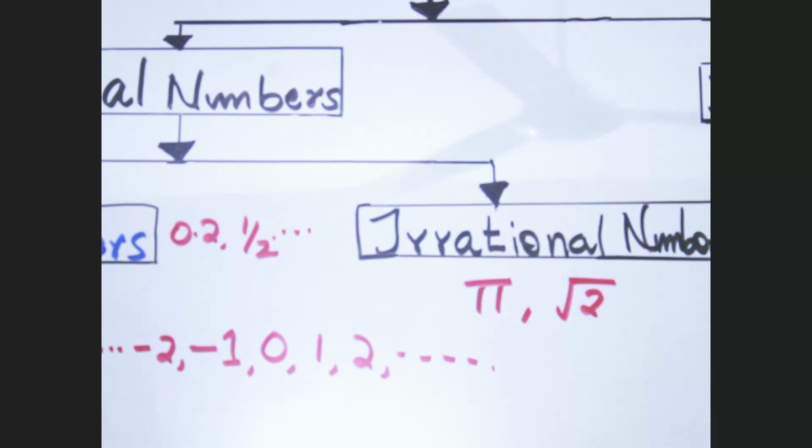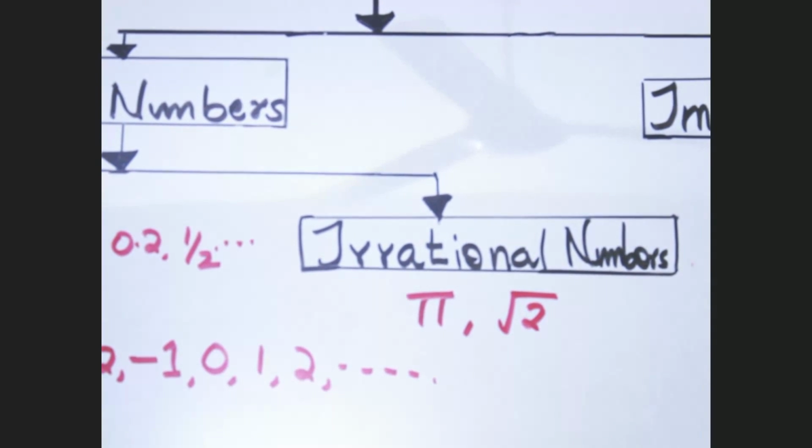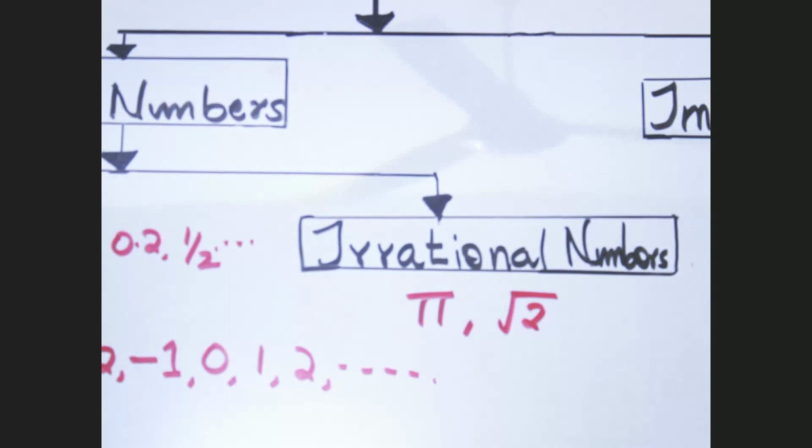So what is root 2? Root 2 is a non-repeating, non-terminating decimal number. These non-repeating, non-terminating decimal numbers we can include in this category. Pi is also an example of that. It is not a repeating number and it is not a terminating number. It does not stop, so numbers like that we can include in this category.